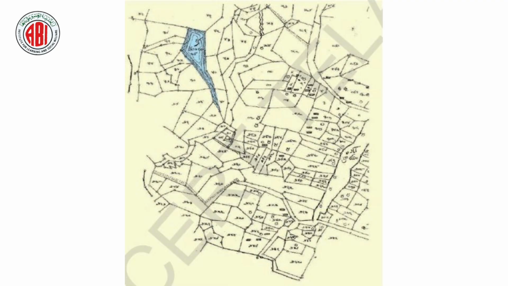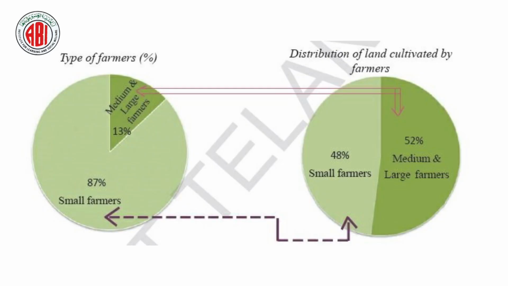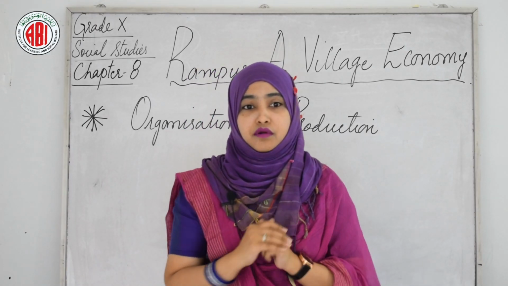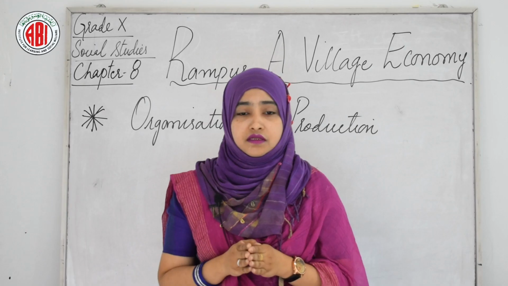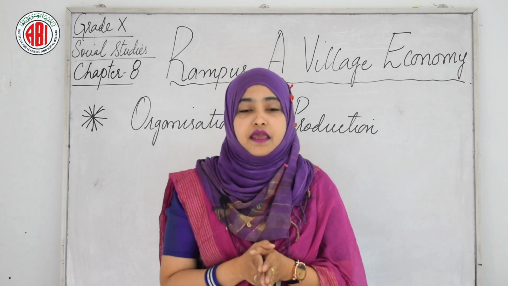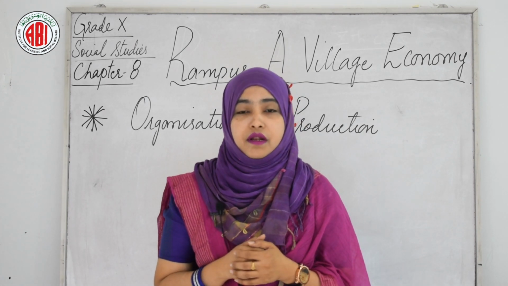Just have a look at this map of land holdings in a Telangana village, where you can see the different sizes of plots and the relatively large number of small plots. After observing this Telangana map, just observe these graphs showing the types of farmers and the distribution of land cultivated by farmers. After the distribution of land, now we will discuss the organization of production. Looking at the overall process of production in Rampur, the aim of production is to produce goods and services that people need.